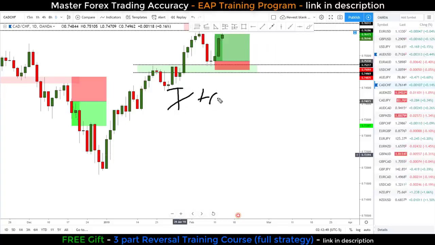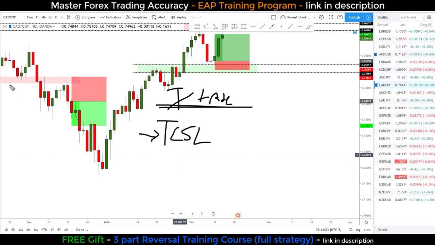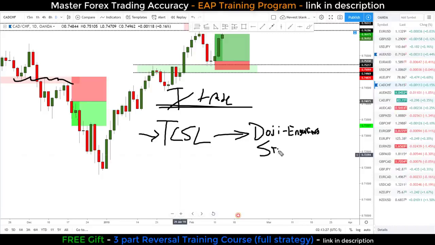I trade, let's say, the trend continuation structure levels. You only trade trend continuation structure levels like this, right? This would be our zone. And I only trade trend continuation structure levels when the market gets to those levels and gives me a doji candle, or gives me, let's say, an engulfing candle. When I get my engulfing candle, I use very specific rules for stops, which are whatever.